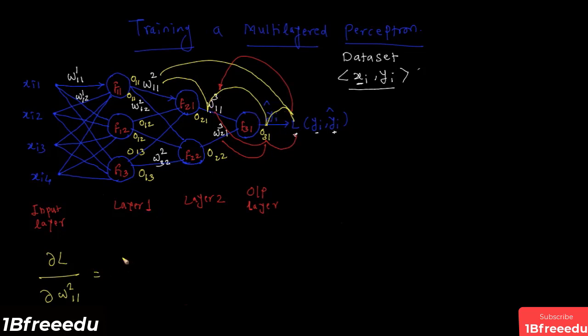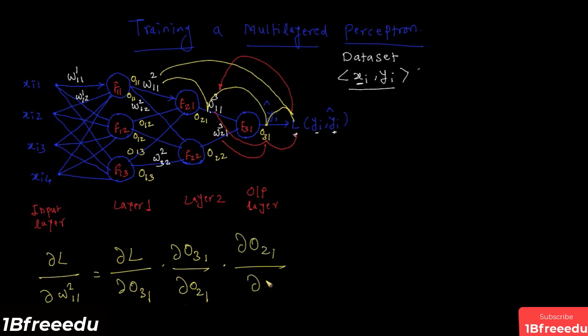So it is equal to the derivative of loss with respect to O31, because this O31 is being transmitted here. Then the derivative of O31 with respect to O21, and then finally the derivative of O21 with respect to W211. So that is how I can compute this derivative.